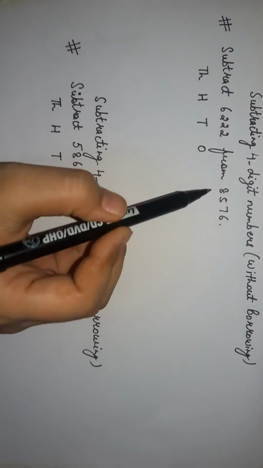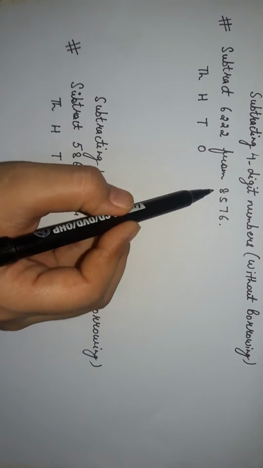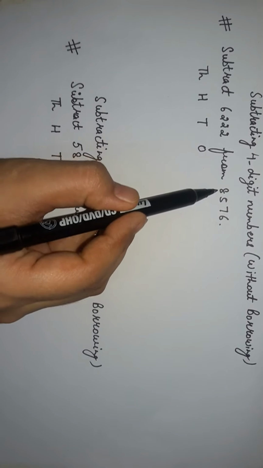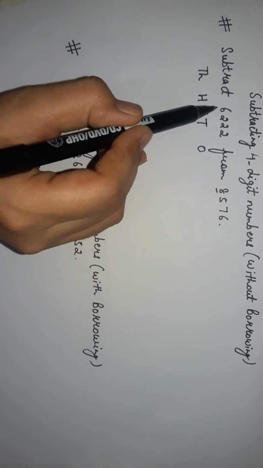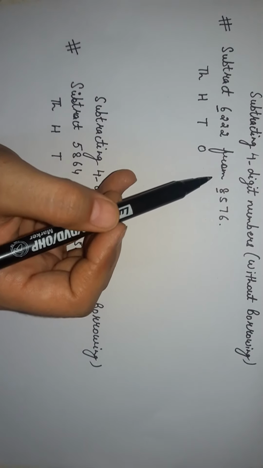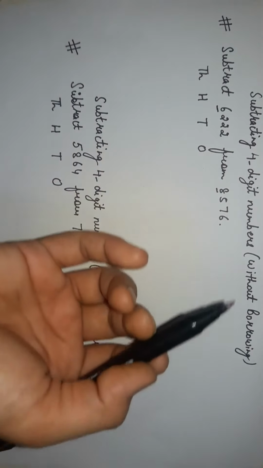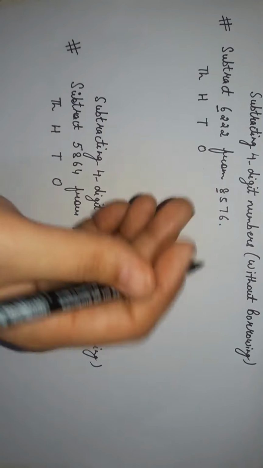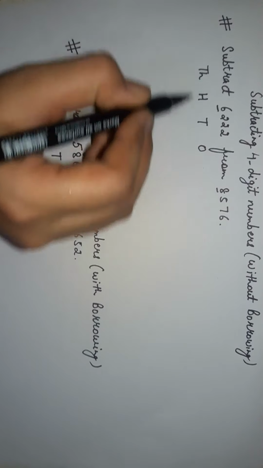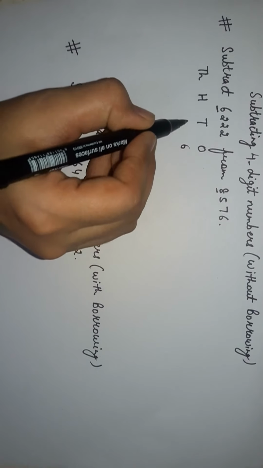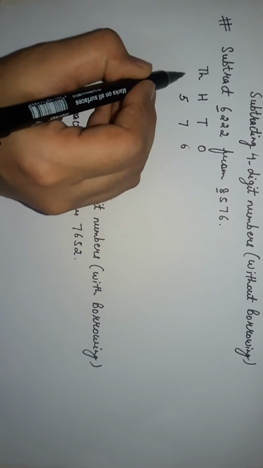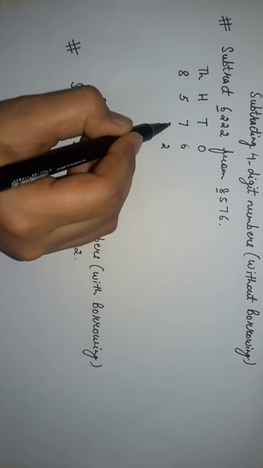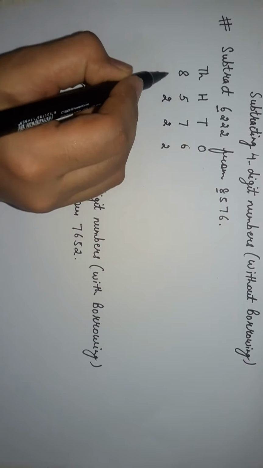So as you can see, this is a larger number or a greater number and this is a smaller number. We can identify from here 8 is a greater number and 6 is a smaller number. So in subtraction, we always write the greatest number on the top and the smallest number under it. So first we will write here 8, 5, 7, 6 and then this number 6, 2, 2 and 2.